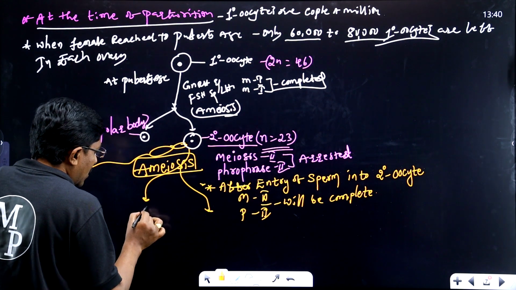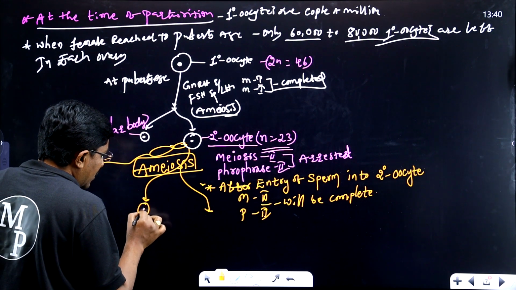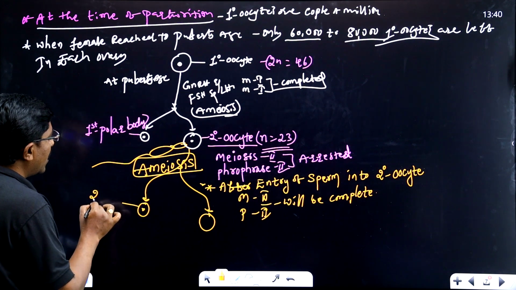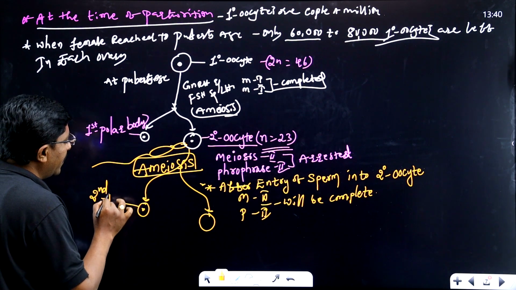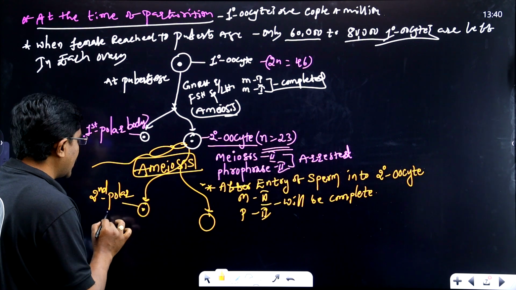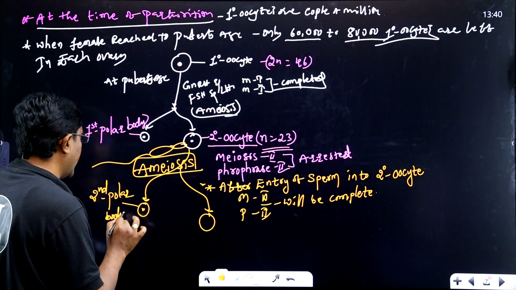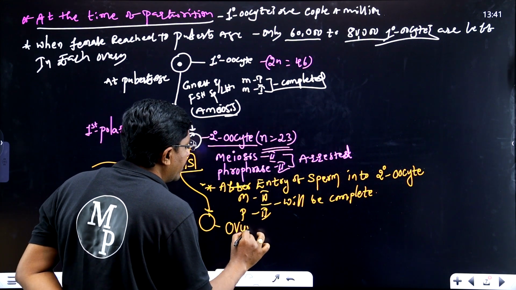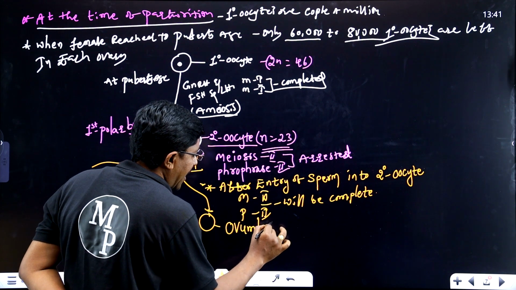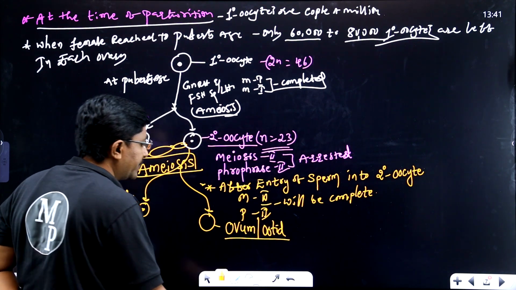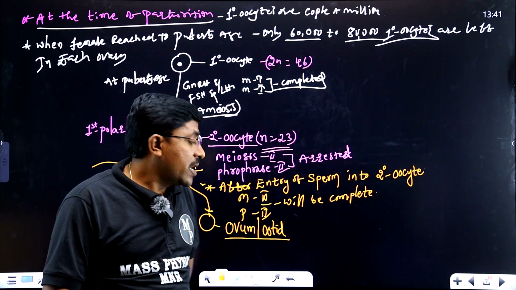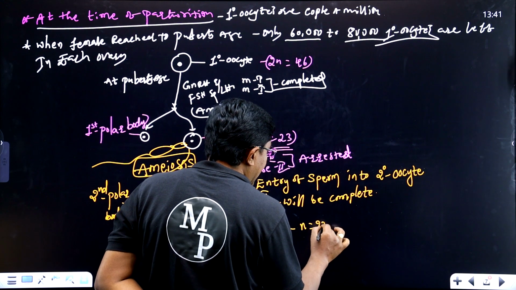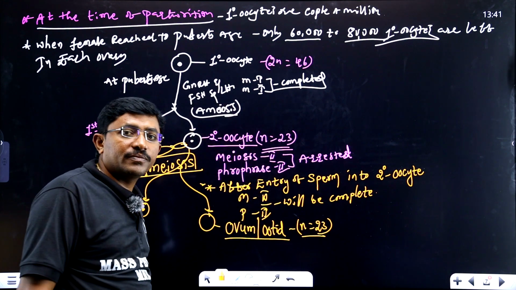In this, two daughter cells are formed: one small and one large. The small one is called the second polar body, and the large one is called the mature ovum, also called the ootid. This ootid is haploid, with 23 chromosomes.